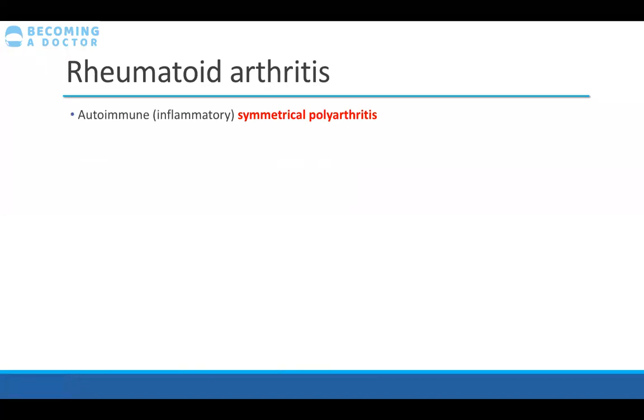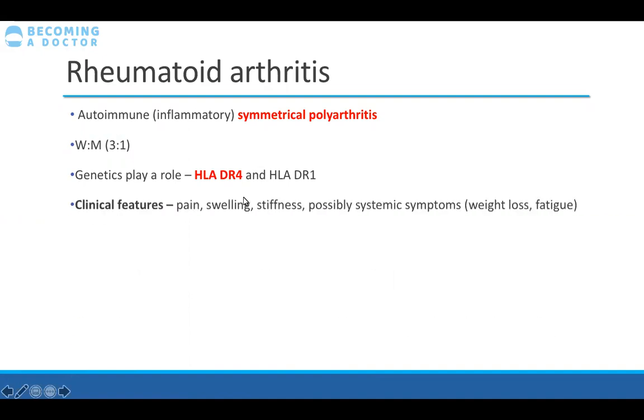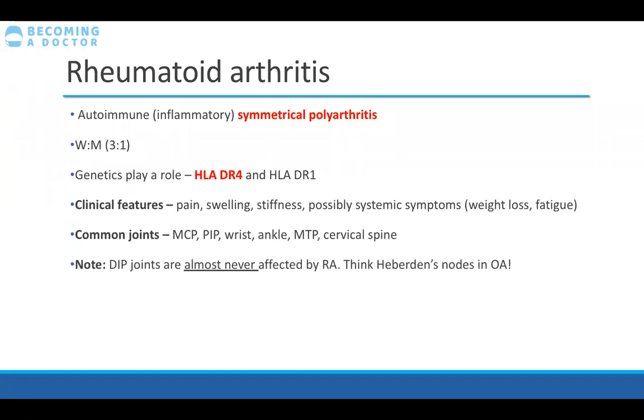So rheumatoid arthritis is an autoimmune inflammatory symmetrical polyarthritis. Women are 3 times more likely to experience it. Genetics play a role, so HLA-DR4 and HLA-DR1. DR4 is more common. Clinical features, again, pain, swelling, stiffness, and it can have systemic features such as weight loss and fatigue. Common joints affected are your MCPs, PIPs, wrists, ankles, MTPs, and cervical spine. It's important to note that the DIP joints are almost never affected by rheumatoid arthritis.